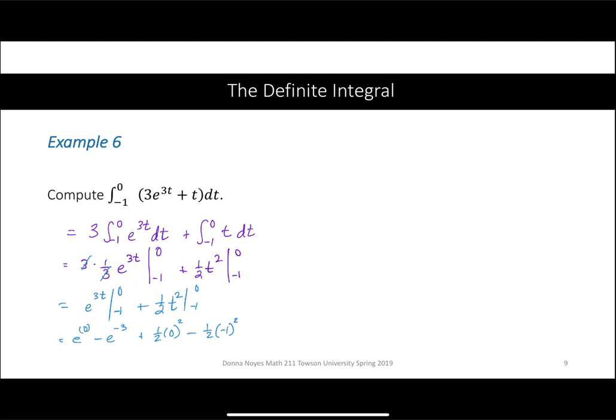E to the 0 times 3 is e to the 0, which is 1, minus e to the -3, while 1/2 times 0 squared is just 0. -1 squared is 1, and 1 times -1/2 is still a -1/2. So if we put the 1 minus the 1/2, we get 1/2 minus e to the -3. And as a decimal, it's about 0.45.